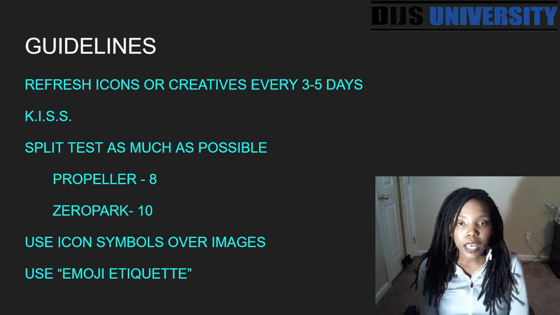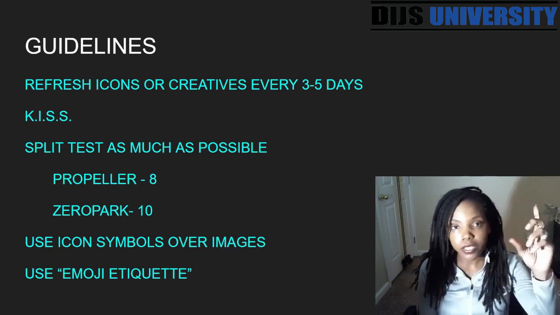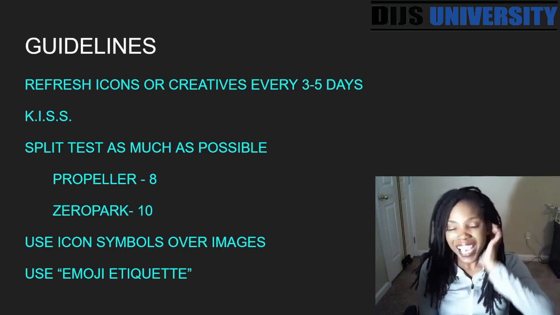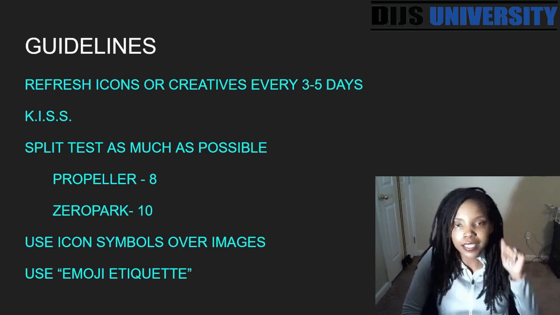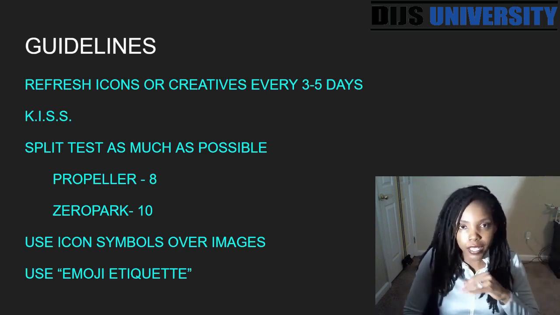So I would say use icons versus images. You know how you have the big image, and you probably see me put the image as well as the icon. Technically, during testing, that's not what you should do. You should just use an icon that's a simple graphic related to your vertical, and just do that.